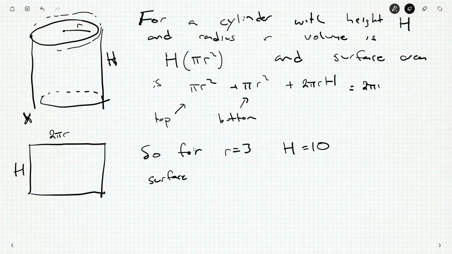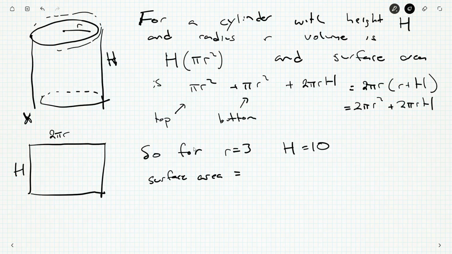There's lots of ways to simplify it. You can do 2 pi r, r plus h. That's a fine way to do it because you get 2 pi r squared here, and then you got a 2 pi r, so you get the r plus h. I see other people do 2 pi r squared plus 2 pi rh, and that's fine too. It separates the top and bottom and the drum a bit. However you want to do it is good.